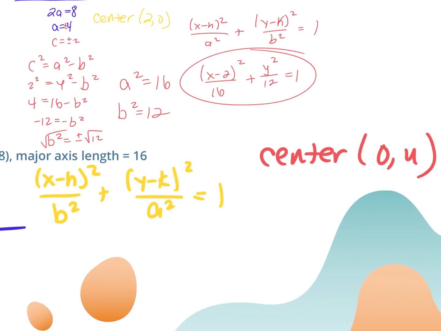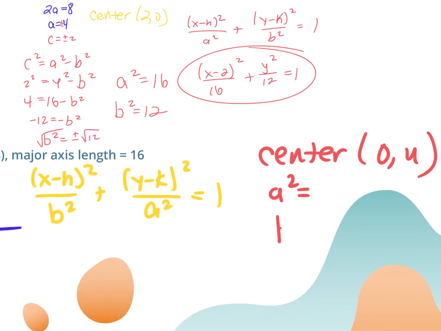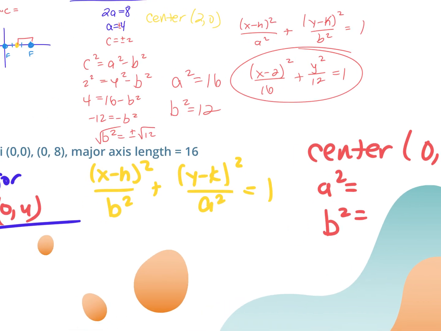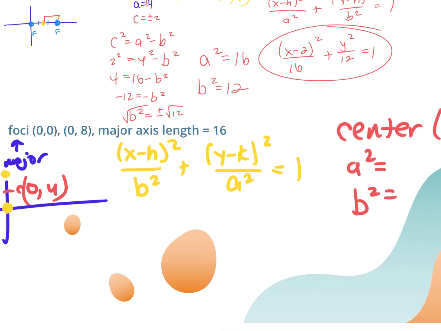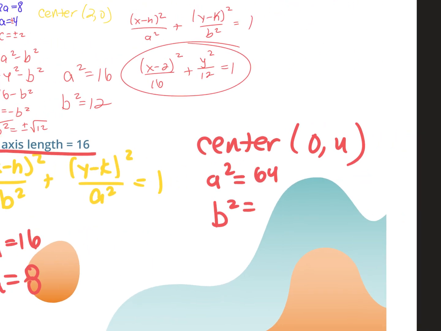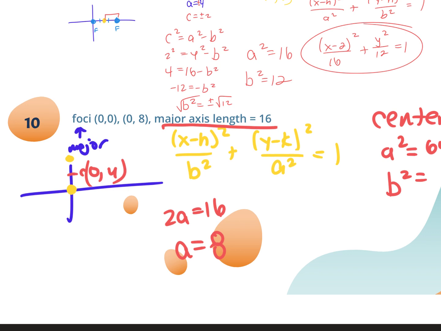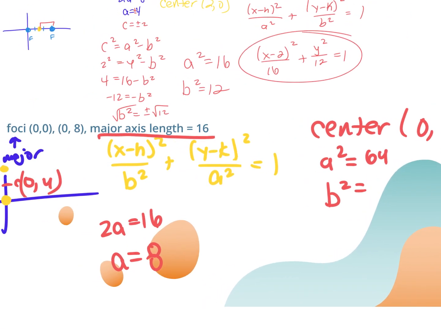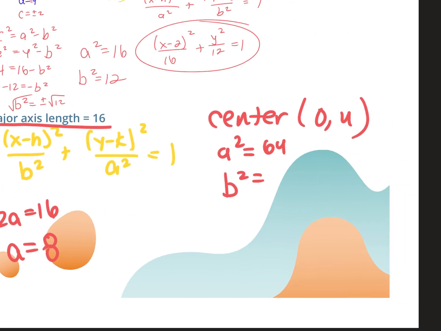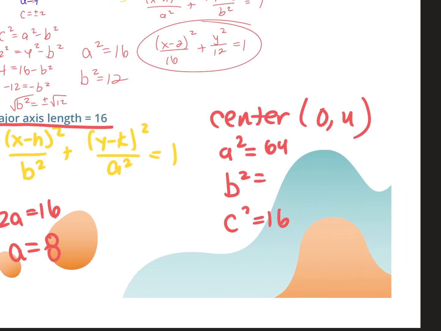And what else do I need to write my equation? I need a squared and I need b squared. Do I already have a squared kind of given to me? Yep. How would I figure it out? 2a equals 16. They told us that our major axis length is 16. So what is your a value? 8. So what is a squared? 64. Good. What is my c value? 4. Good. So c squared is? Right? So c squared equals 16.